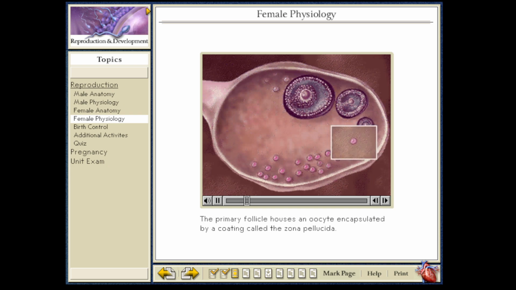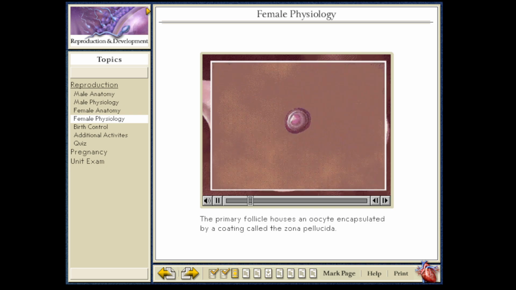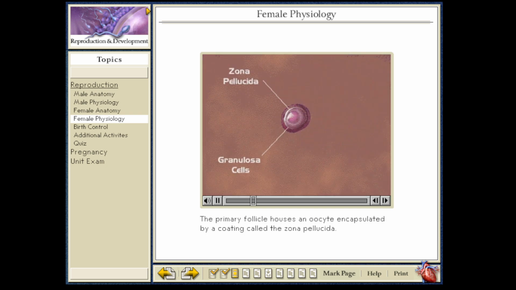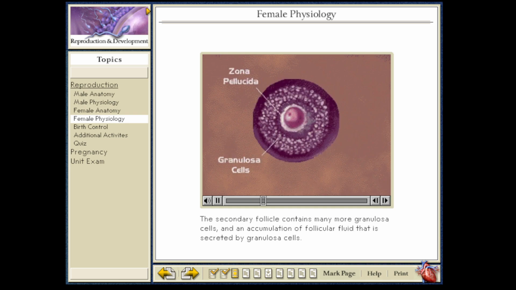The primary follicle houses an oocyte encapsulated by a coating called the zona pellucida. It also contains a layer of granulosa cells that surrounds the oocyte. The secondary follicle contains many more granulosa cells and an accumulation of follicular fluid that is secreted by granulosa cells. This fluid coalesces in the follicle to form the antrum.